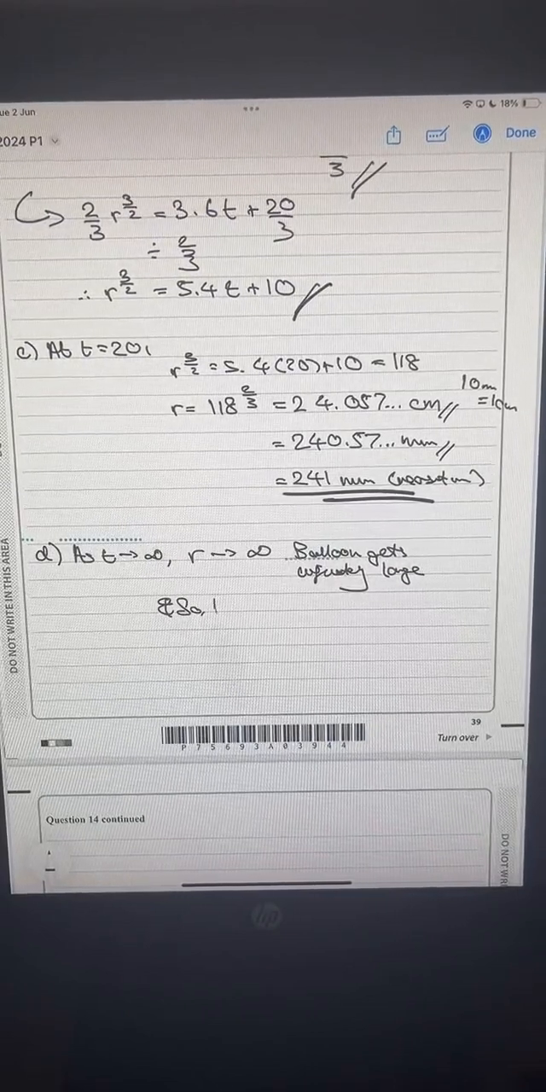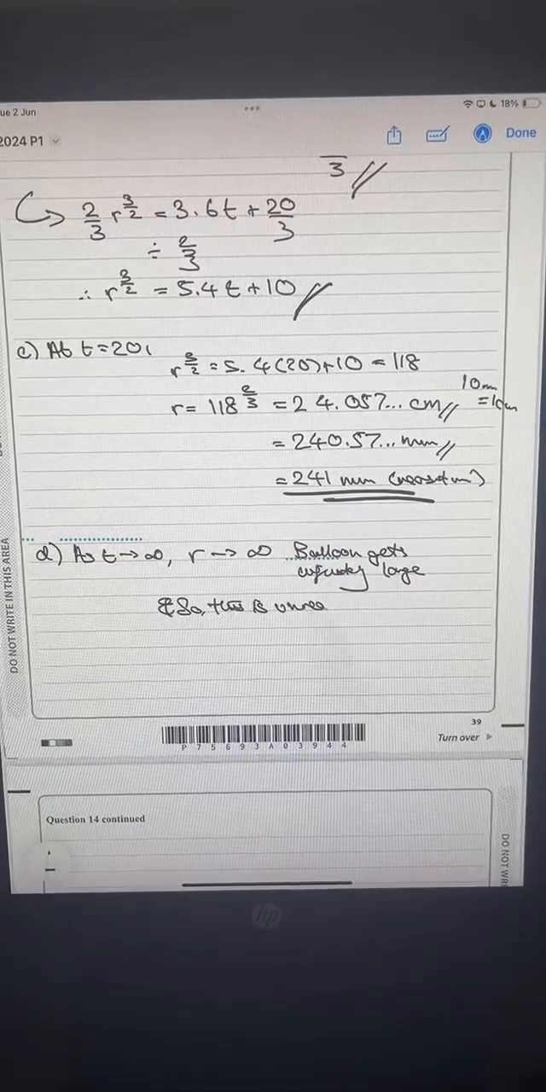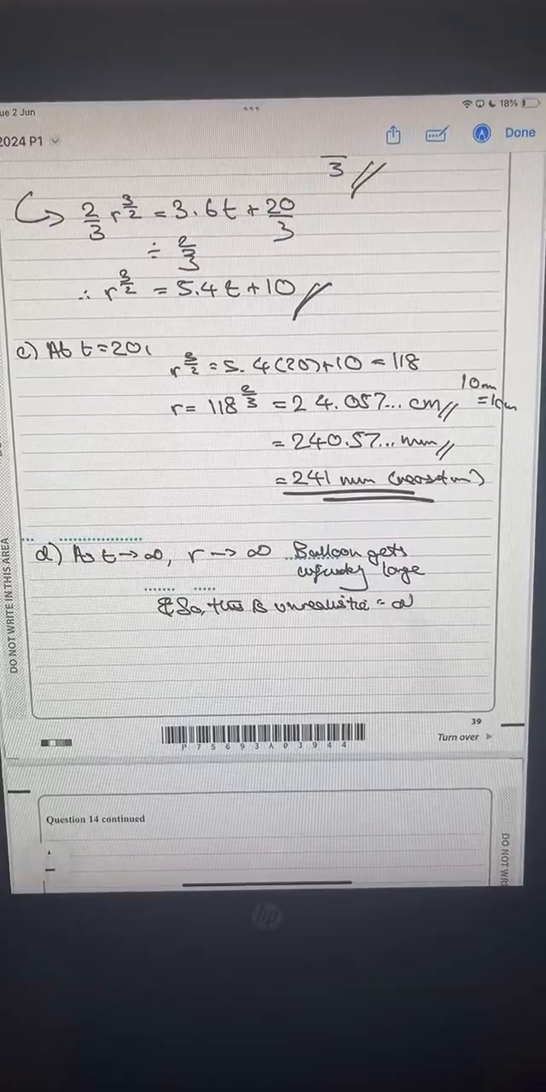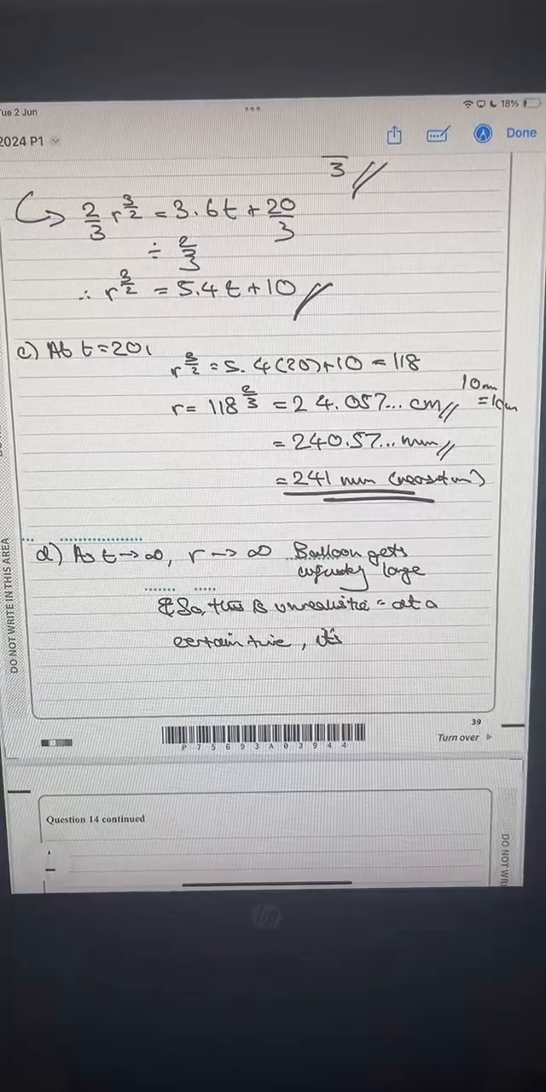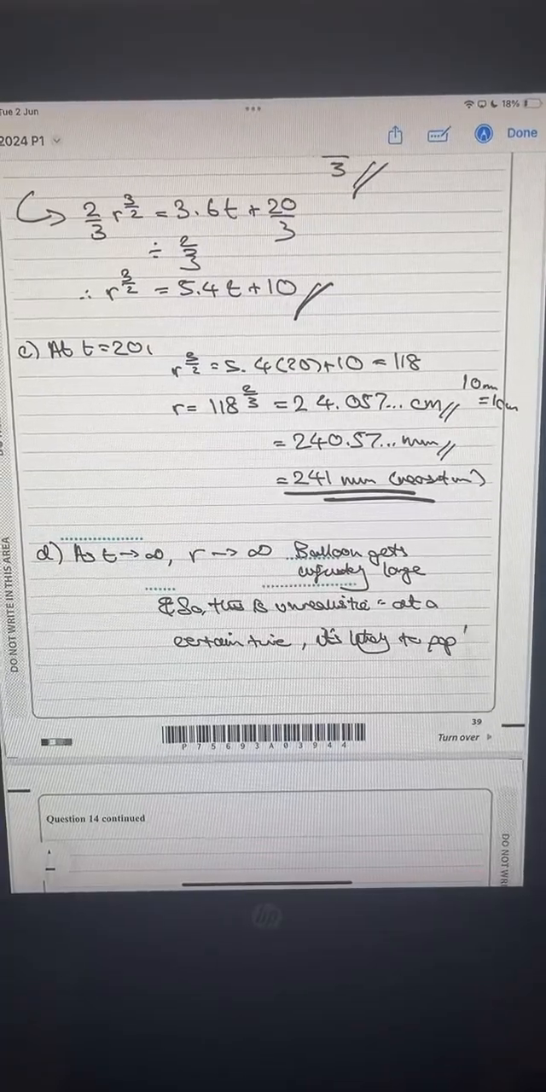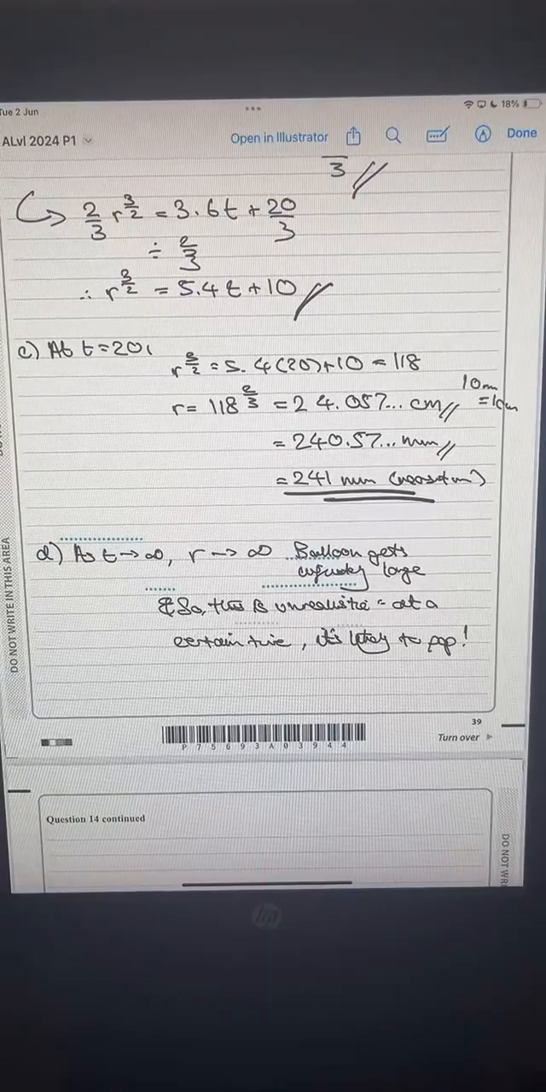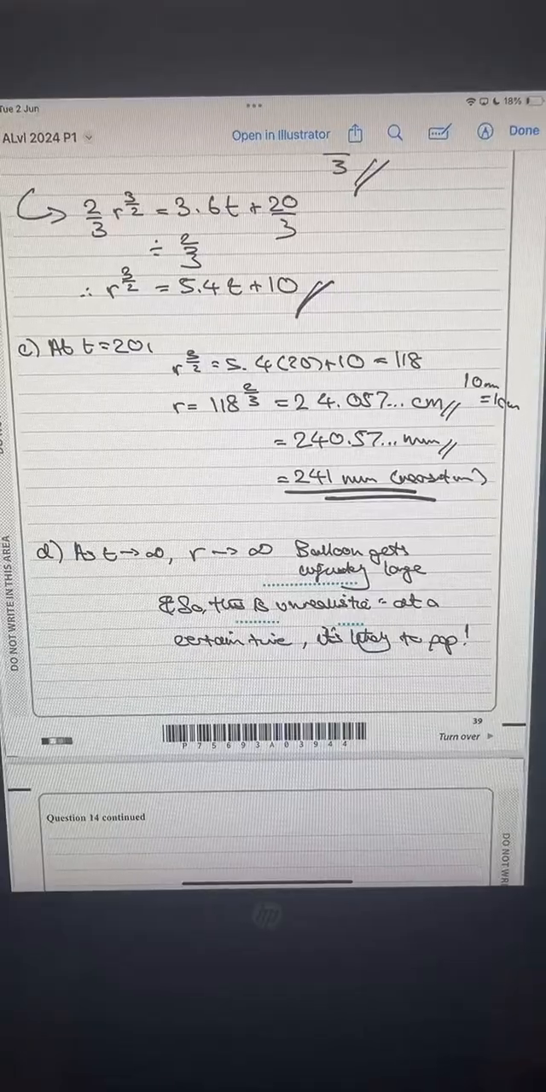And so this is unrealistic because at a certain time, the balloon is likely to pop. And I put the exclamation mark there to be dramatic. So yeah, the limitation of this model is that it says that the radius is going to keep increasing, but we know that's not true because it's a balloon, right? And in real life, a balloon is just going to pop. So hopefully that makes sense. Nice little, to be dramatic. So yeah, it was towards the end of my paper. I was feeling it. Okay, cool.